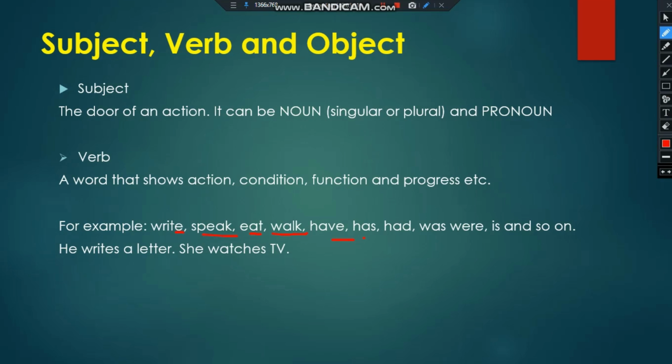Here we have a sentence: he writes a letter. Writes here is the main verb. Then we have she watches TV. So here we have a verb, and because of he, she, or it, we generally use s or es with the verb, right?